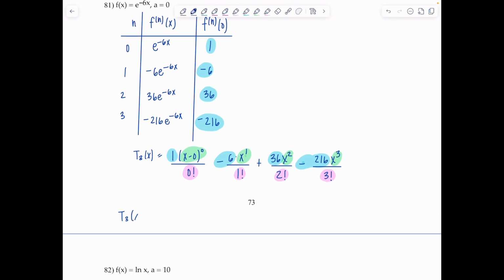So t sub 3 of x is just 1 minus 6x plus, this is going to simplify to 18x squared minus, remember 3 factorial is 6, so 216 divided by 6 is 36.